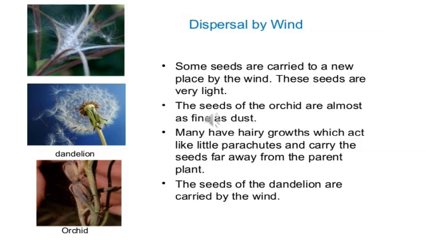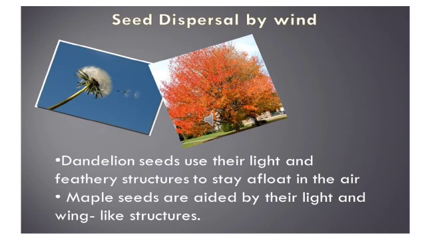The seeds of the dandelion are carried by the wind. Examples of plants whose seeds are dispersed by the wind are the dandelion and the maple tree. The dandelion seeds use their light and feathery structure. They are light in weight and feathery, meaning they have hairs on the seeds to stay afloat in the air, so that they can float, swing, or move in the air for a longer period of time. Maple seeds are aided by their light and wing-like structures. So these are two examples of seeds which are dispersed by the wind.